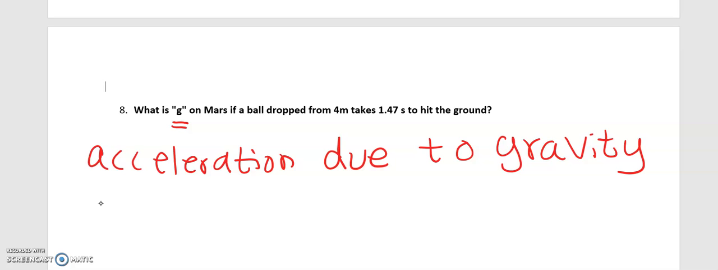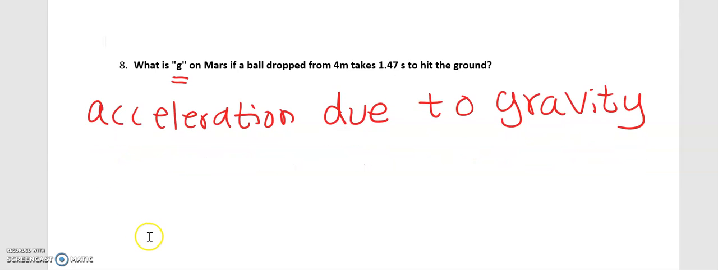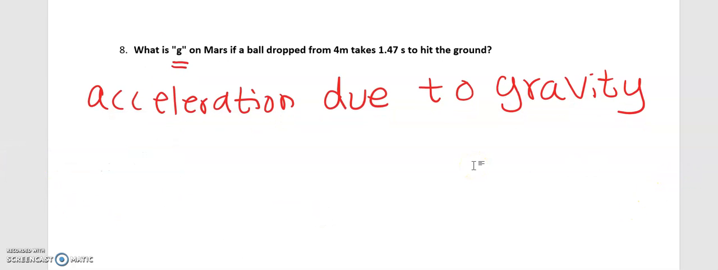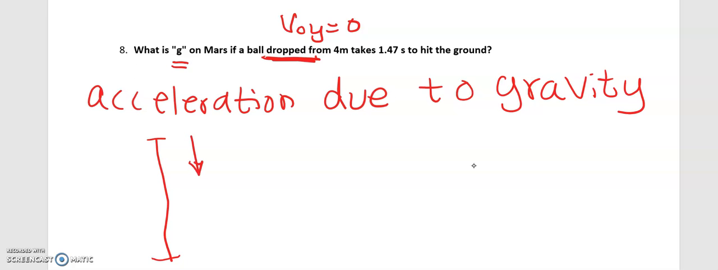But if you go to a different planet, it's going to be different than 9.8. Why? Because this acceleration due to gravity depends on the dimensions of the planet, its radius and mass. So it is not the same for a different planet. So for Mars, if you're going to do the calculation, let's first start by drawing a diagram. So you drop the object, meaning initial velocity is 0.